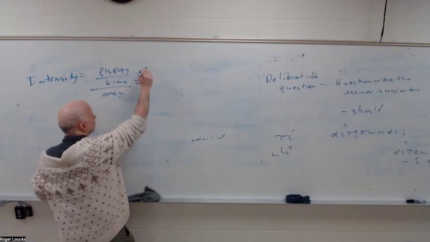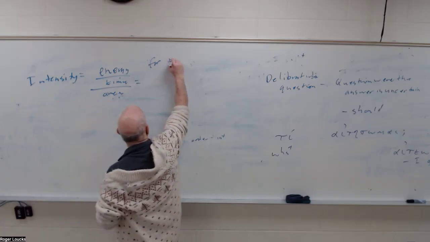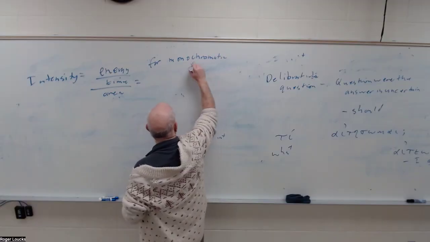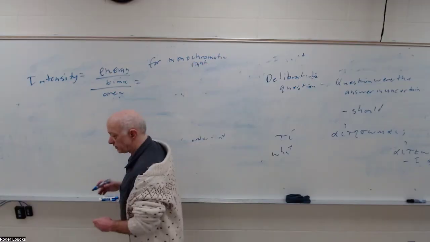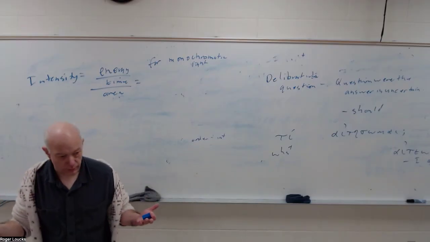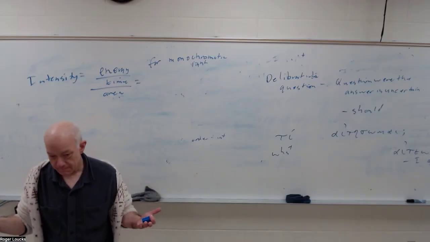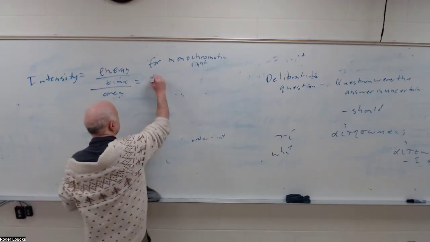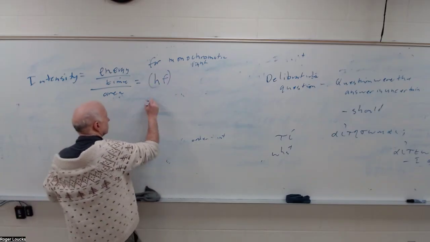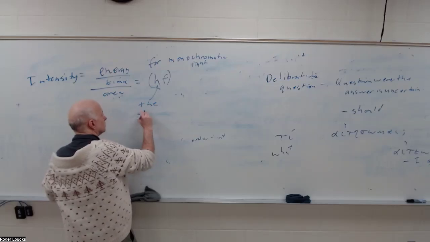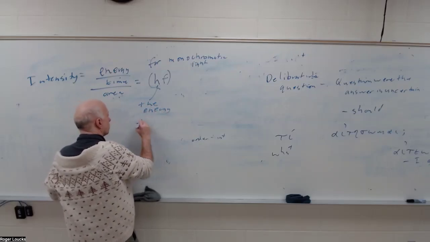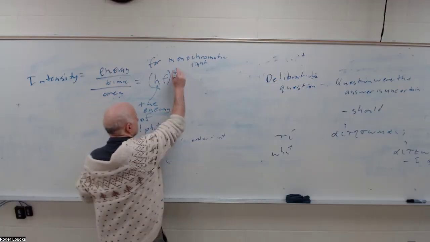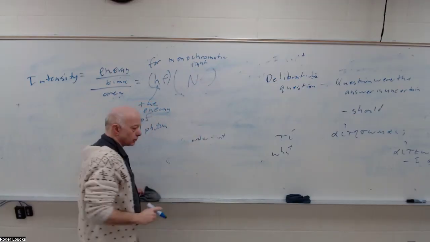We said that for monochromatic light there's two pieces going into it. What are they? The energy of a photon. The energy of one photon, this is hf, times something I called N for no good reason.